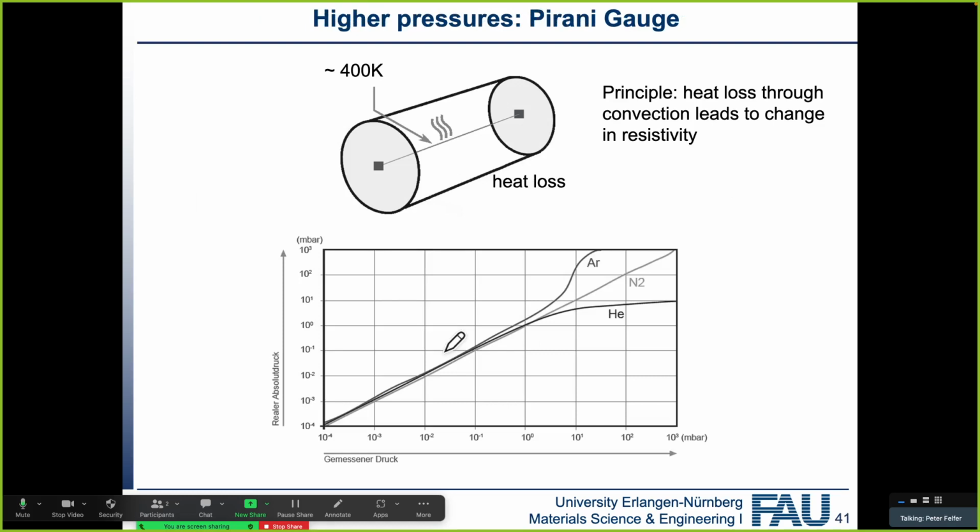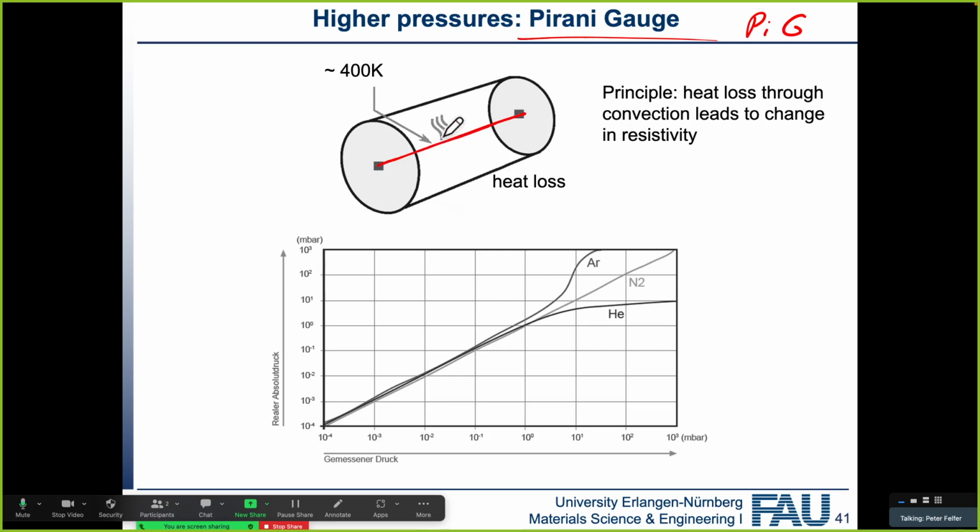At higher pressures, these ion gauges only work at very low pressures, typically below 10 to the minus 3 millibars. So we also need some measurement of pressure between 10 to the minus 3 and ambient pressure. And that's typically so-called Pirani gauges. You also very often see them as PIG. And they're very simple devices. It's just a hot wire.